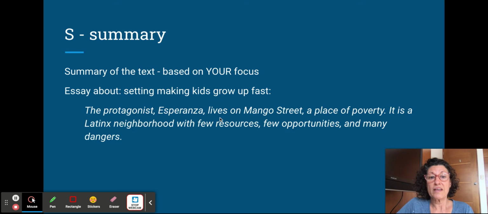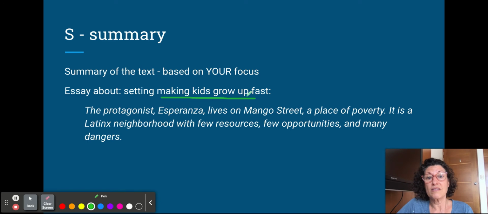The protagonist, Esperanza, lives on Mango Street, a place of poverty. It is a Latinx neighborhood with few resources, few opportunities, and many dangers. That's it for the summary or background. So you can see setting makes kids grow up fast. This is really the argument in my thesis. So I'm laying out some aspects of the setting to give people background and kind of prepare them for why these kids might need to grow up fast.